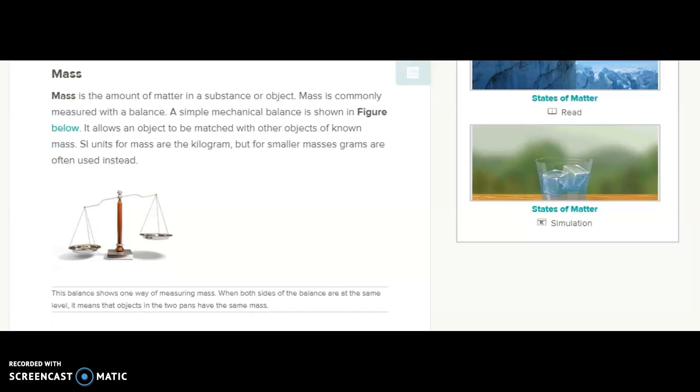Mass. Mass is the amount of matter in a substance or object. Mass is commonly measured with a balance. A simple mechanical balance is shown in the figure below. It allows an object to be matched with other objects of known mass. SI units for mass are kilograms, but for smaller masses, grams are often used instead.